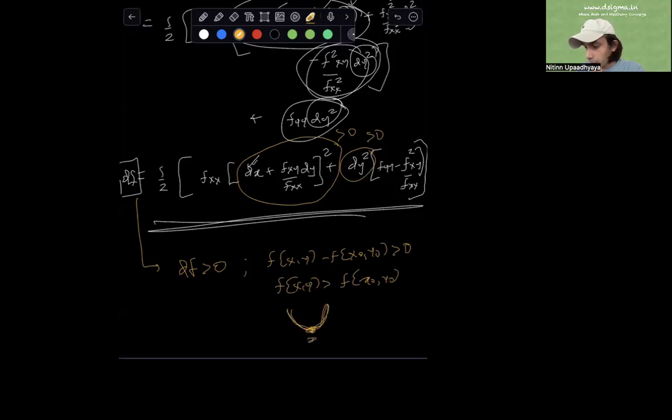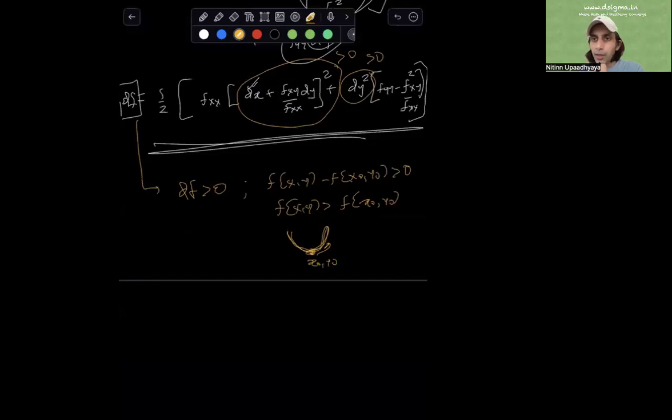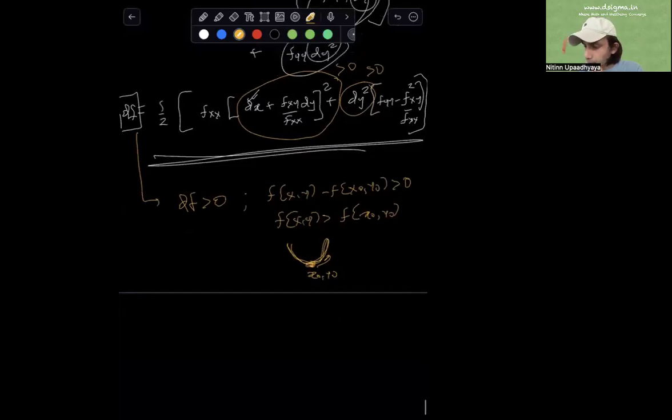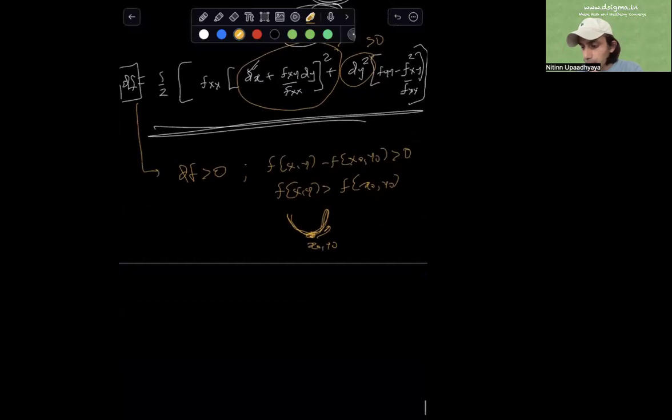So if this is x naught, y naught, and you step away from it to point x, y, and you find that the value of the function in any direction that you step away from is higher than the value of the function at x naught, y naught, you will have a minima there, right? This is the same idea which we used when we derived the nature of the critical points for a function of one variable. Except that here, there could be different directions where the function might be increasing or decreasing. So we're going to come to that in a moment.